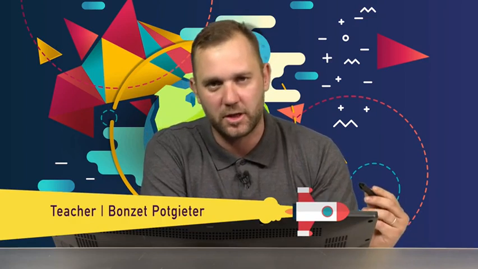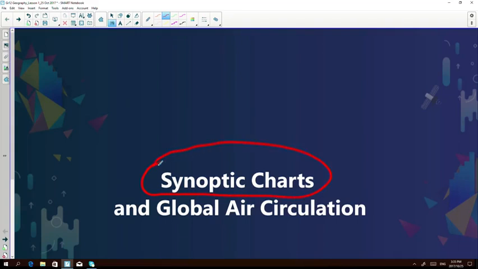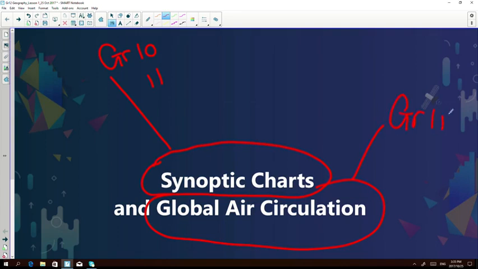Today we're going to discuss synoptic charts and global air circulation. Now, I bet many of you are already familiar with both these terms because we discussed them in grade 10 and in grade 11. The global air circulation we're just going to revise from the grade 11 syllabus, and synoptic charts we did in grade 10 and 11.